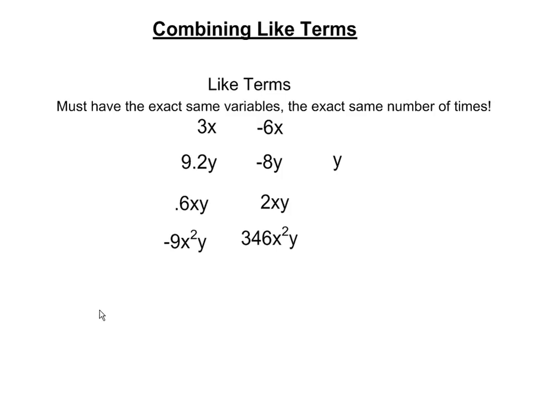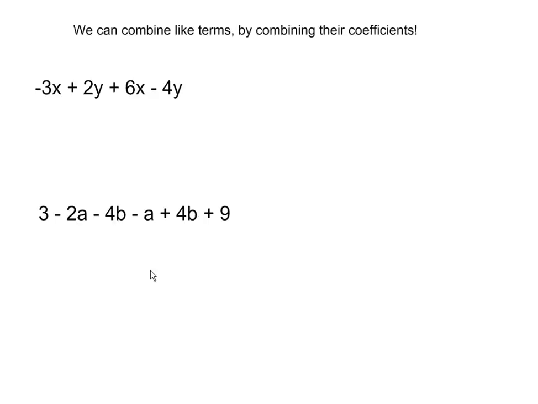Now, the reason why this is important is because we can combine like terms by combining their coefficients. Now, a coefficient is the number in front of the letter. So in this case, the negative 3 and the 6, the 2, and the negative 4, these are all coefficients. And we can combine these like terms simply by combining their coefficients.